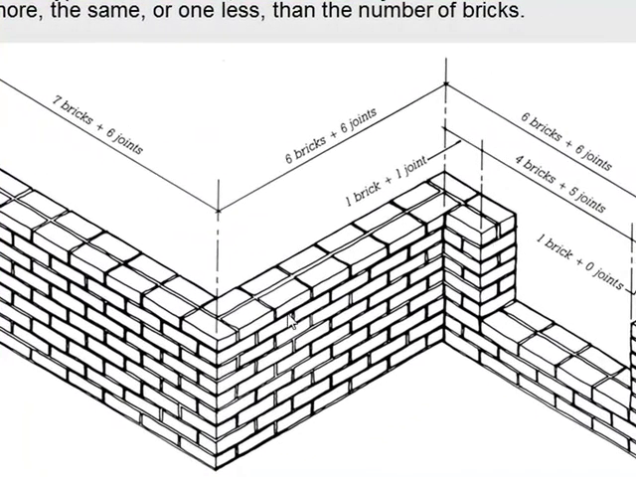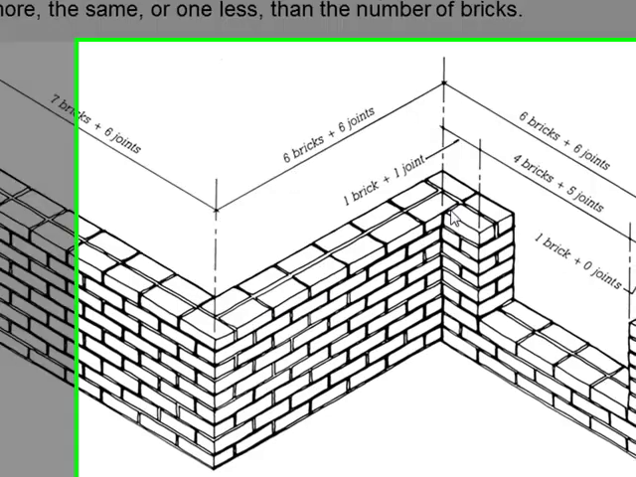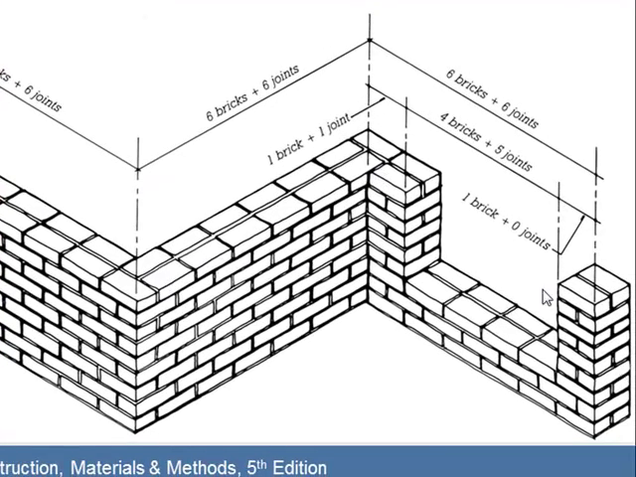Then on an inside corner, you have an equal amount, 6 bricks and 6 joints. And then this way, it's 6 bricks and 6 joints because that's an inside corner.